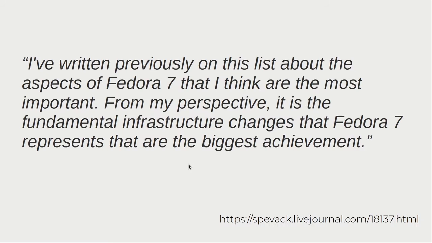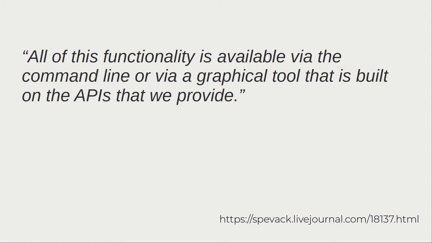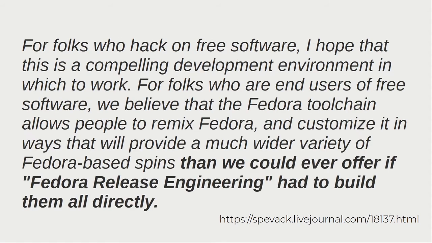From my perspective, it is the fundamental infrastructure changes that Fedora 7 represents that are the biggest achievement. The entire Fedora toolchain has been freed. Every step in the distribution building process is completely open. Code checked into an external CVS, packages built on a completely external build system, distros and live CDs built on completely open compose tools. All of this functionality is available in the command line via a graphical tool that is built on the APIs that we provide for folks who hack on free software.